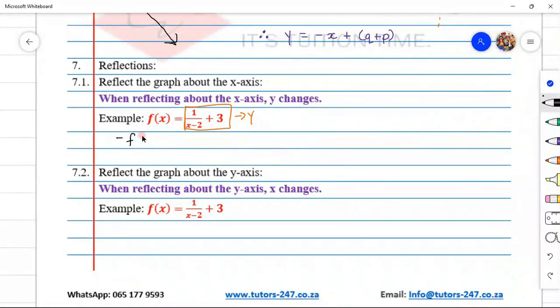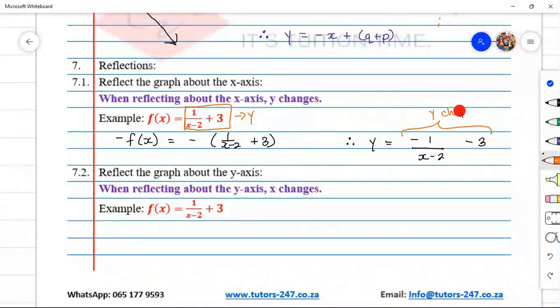So we'd have negative f of x, which will then give us negative 1 over x minus 2 plus 3. So we're basically substituting the entire function by a negative because that entire function represents our y value. So you therefore have y equals negative 1 over x minus 2 minus 3. So we've multiplied the entire function by a negative, and this shows that the value of y has changed.